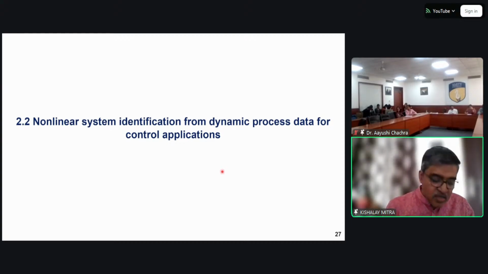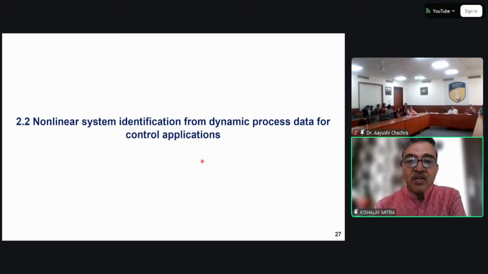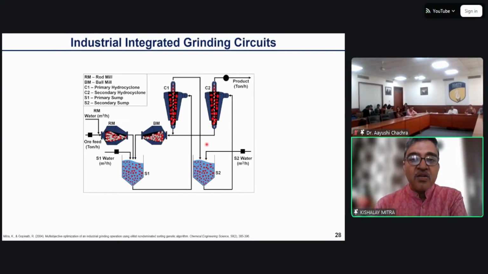So first was about the steady state data. The second optimization is, what if your data set is time series in nature? So it took an industrial grinding circuit. I'm not really going into details of this circuit, but you can see there is one ore feed as an input, there is one water, and this water is another input. So altogether three. This water is not changed industrially, so we are not considering that. And this is the product stream.